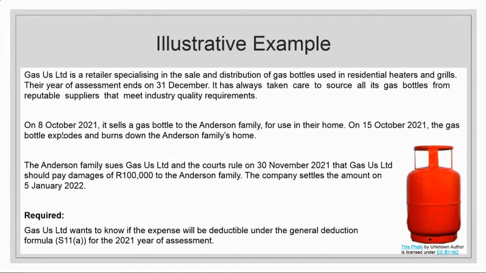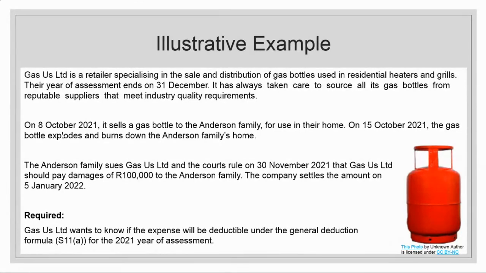On the 8th of October, it sells a gas bottle to the Anderson family for use in their home. On the 15th of October, the gas bottle explodes and burns down the Anderson family home. The Anderson family sues the gas company, and the court rules on the 30th of November that Gas US Limited should pay damages of $100,000 to the Anderson family, and the company settles the amount on the 5th of January 2022. Okay, now if we talk about the required, they want to know if the expense will be deductible under the general deduction formula, so Section 11A, for the 2021 year of assessment.